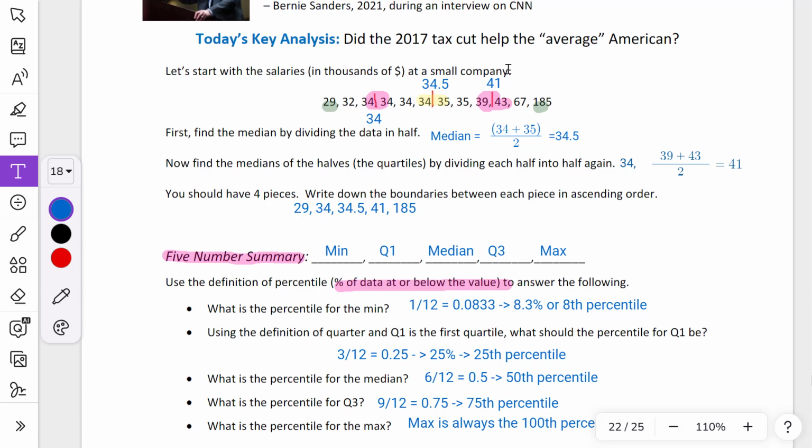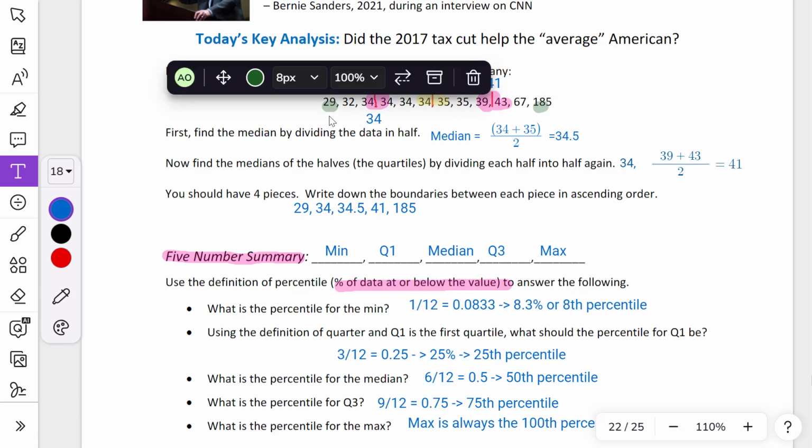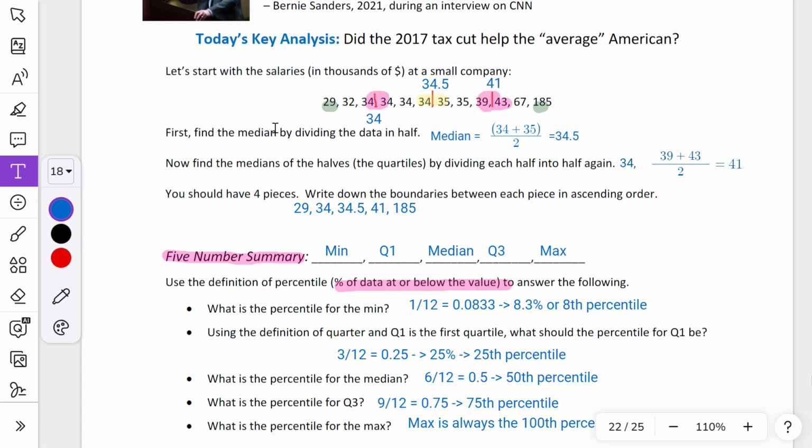So we write down the boundaries. We look at each piece. We've got this piece, this piece, this piece, and that piece, 4 pieces. And we write the boundary. So we got 29 at the low end. Don't ignore the beginning. Then 34, then 34.5, then 41, and then the high is 185. This is called our 5-number summary. It's min, Q1, median, Q3, and max.